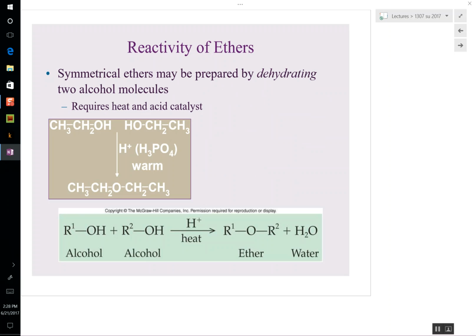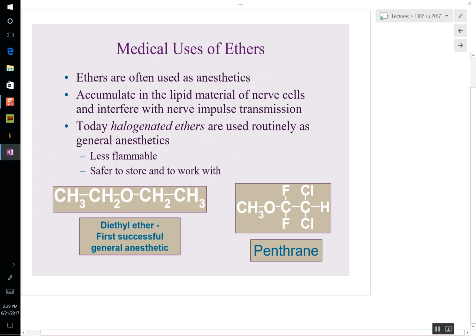This is showing you how to make an ether. An alcohol plus an alcohol forms an ether plus water. So if we had ethanol and an acid, we could form diethyl ether. We're not going to do a deep dive into ethers. I mean, don't feel like this is a major portion of this chapter. Just be aware of what ethers are. They form by the reaction of two alcohol molecules with each other.